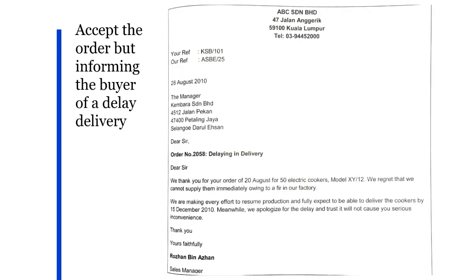Accept the order but informing the buyer of a delayed delivery. Okay, ni yang kedua punya step. Kalau you accept tapi you delay. Dear sir, we thank you for your order of 20 August for 50 electric cookers, model blah blah blah. We regret that we cannot supply them immediately owing to a fire in our factory. We are making every effort to resume production and fully expect to be able to deliver the cookers by 15 December. Ini maksud dia. We apologize for the delay and trust it will not cause you serious inconvenience. Jadi you kena tahu cara proper courtesy untuk reply letter tersebut. Faham tak?